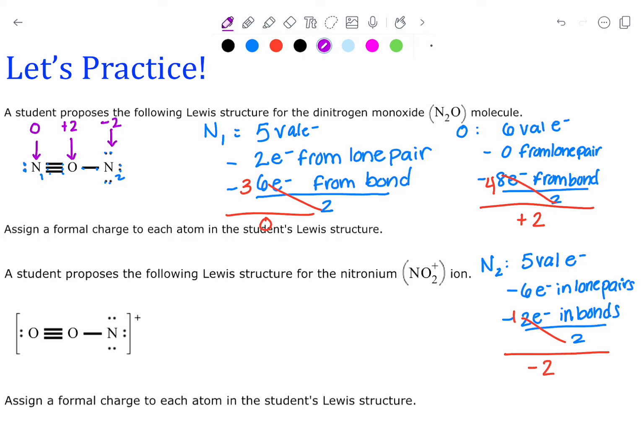We can double check our work. The N2O that's given in the problem is neutral. So it has a charge of 0. So our formal charges overall are 0 plus 2 minus 2. That's an overall charge of 0. So we checked our formal charges and they equal out to 0, which is neutral on the molecule. So we are good.